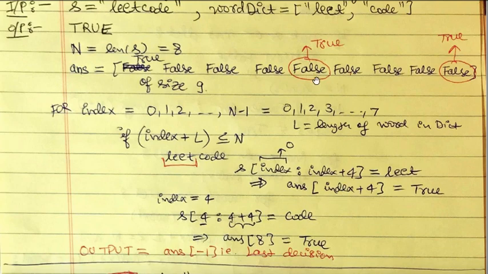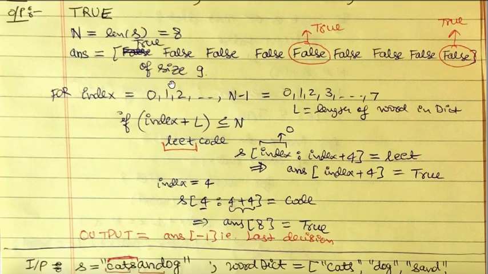So the current index was 4, because it's 1 2 3 4, starting from 0. So index is 4, and 4 is the length of the word code. So index plus 4, 4 plus 4, is equal to 8. Now the answer at 8 becomes true, and 8 is the last value in the answer. And now we see that the last element in this answer temporary variable becomes our answer.